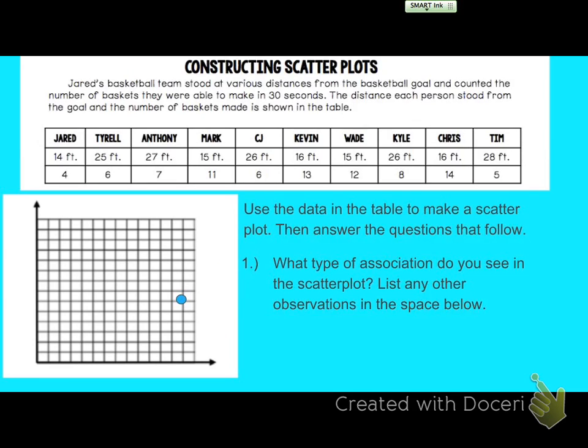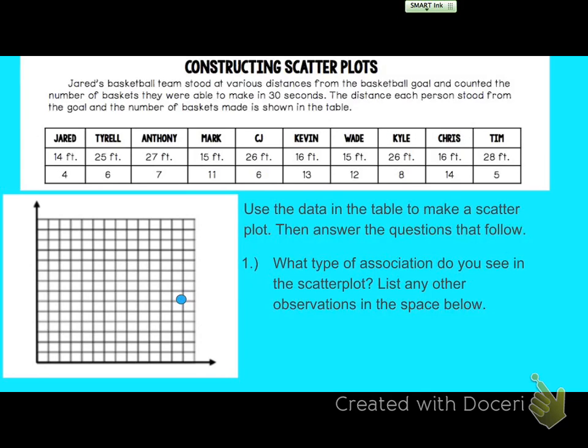Okay, so we're going to construct a scatter plot. It says Jared's basketball team stood at various distances from the basketball goal and counted the number of baskets they were able to make in 30 seconds. The distance each person stood from the goal and the number of baskets made is shown in the table. So we're going to have to make this table, okay?